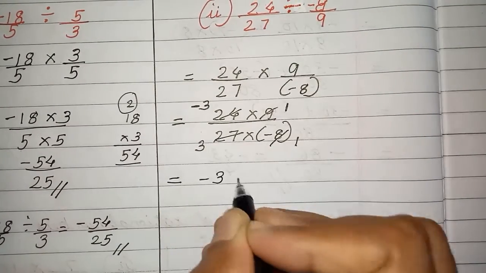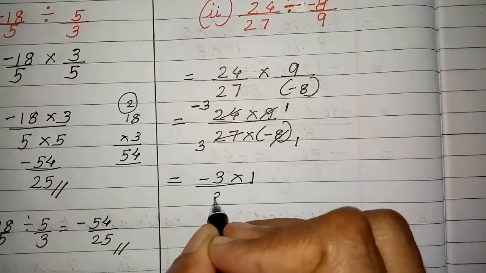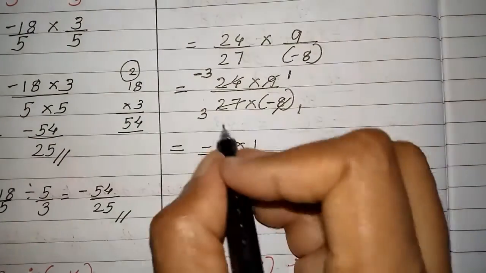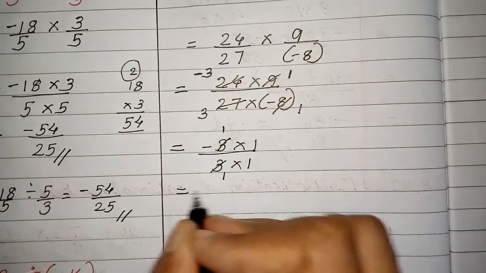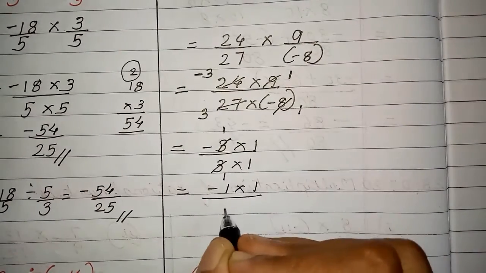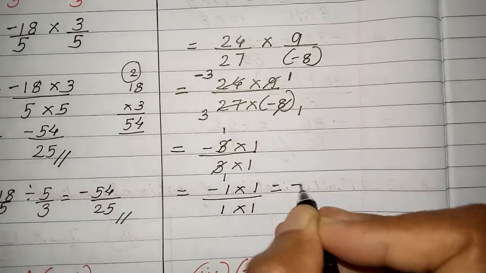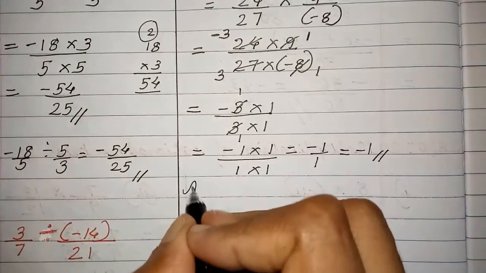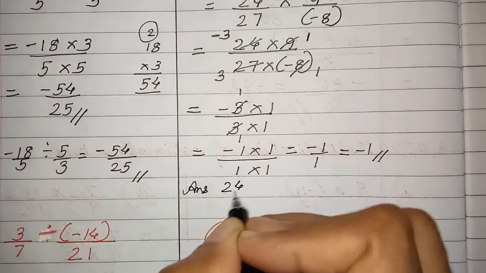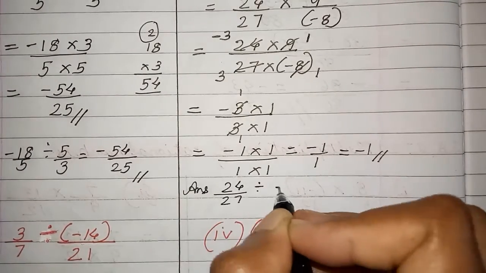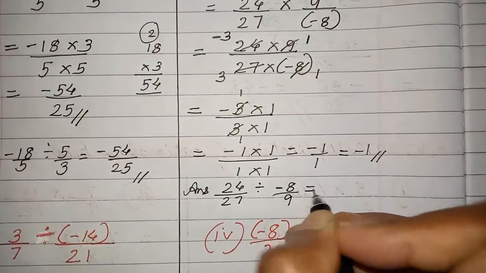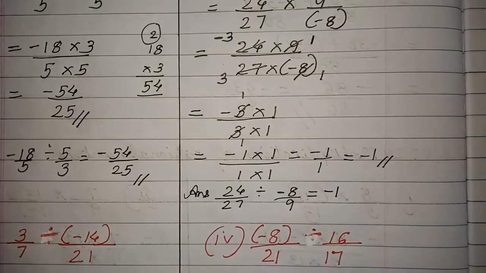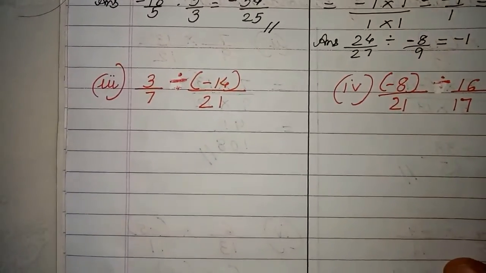So what remains? Minus 3 into 1 upon 3 into 1. Can you cancel something? 3 and 3. One time. So this is going to be minus 1 into 1 upon 1 into 1. So that is nothing but minus 1 by 1. That is nothing but minus 1. So my final answer will be 24 by 27 divided by minus 8 by 9 is equal to minus 1. Let us do the third one, children.